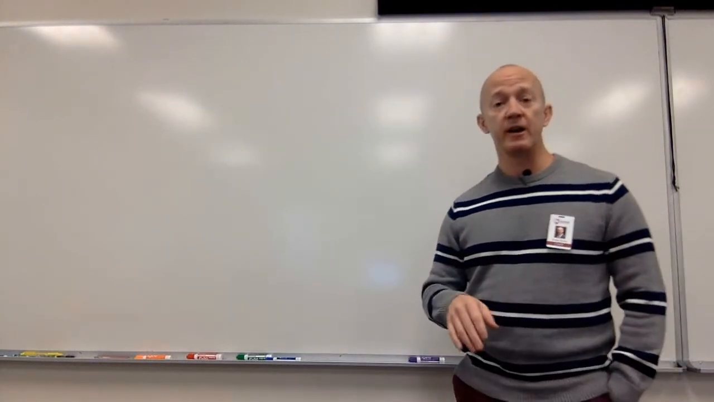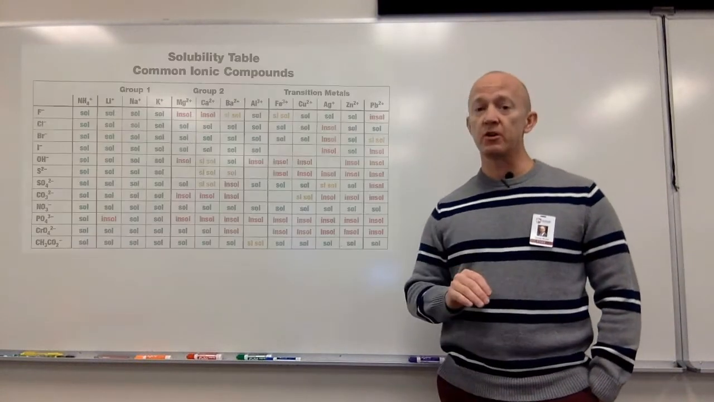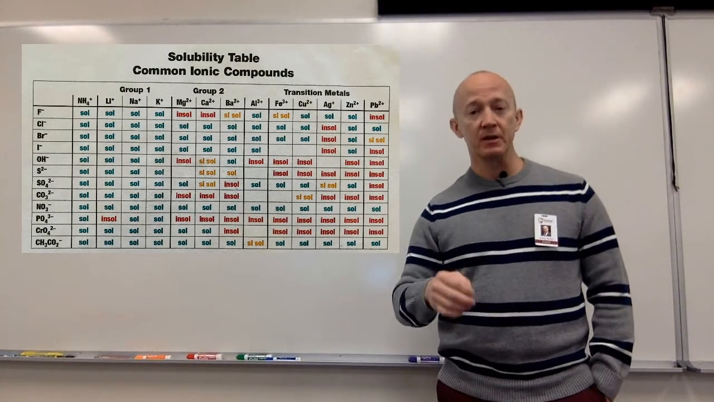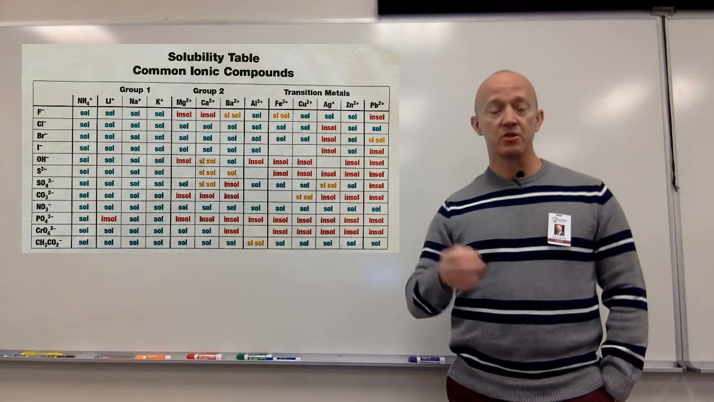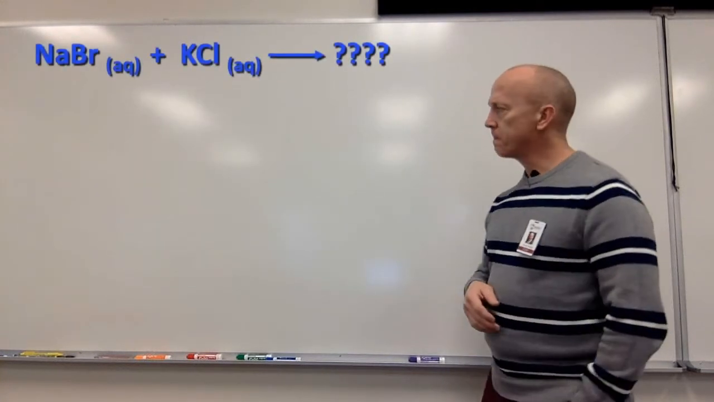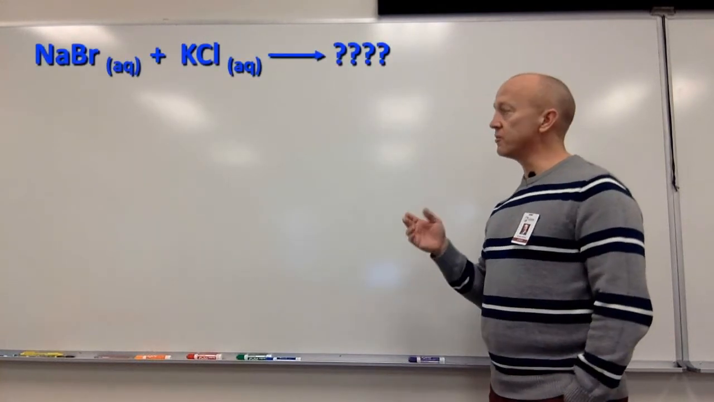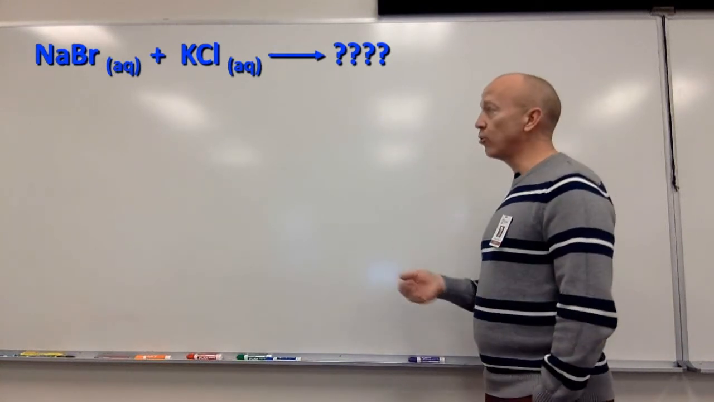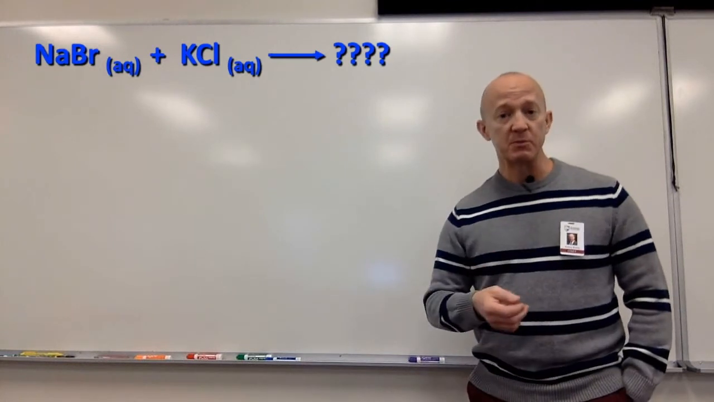We can predict whether or not a double replacement reaction will truly occur based on possible products and their solubilities. That is, how well they dissolve in water. Let's try this one. If we have a solution of sodium bromide and we combine it with a solution of potassium chloride, will a double replacement reaction occur?